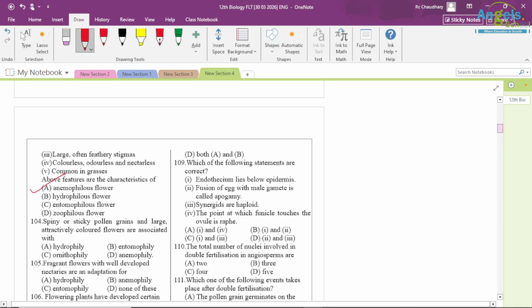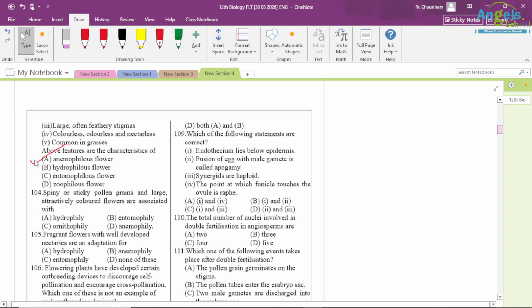Spiny sticky pollen grains and large attractive colored flowers are associated with, so it is associated with entomophily. Okay, pollination by insects. Then fragrant flowers with well-developed nectar is an adaptation for, so again it is an adaptation of entomophily only.